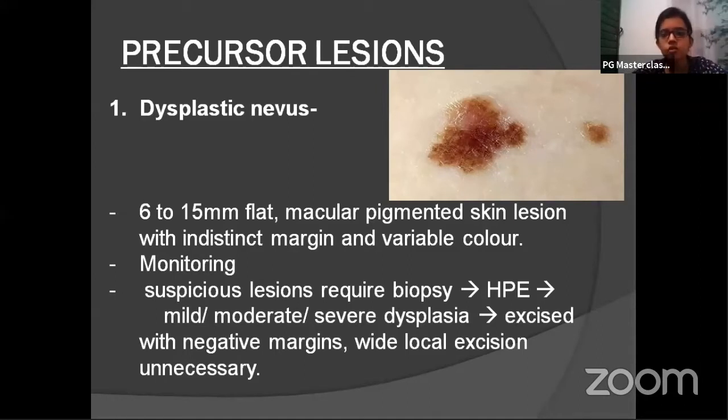In histopathological examination, if it shows mild, moderate, or severe dysplasia, then it can be excised with negative margins and there is no need for a wide local excision. Only negative margin is sufficient.